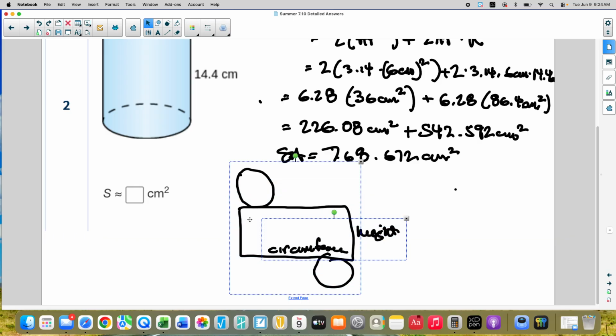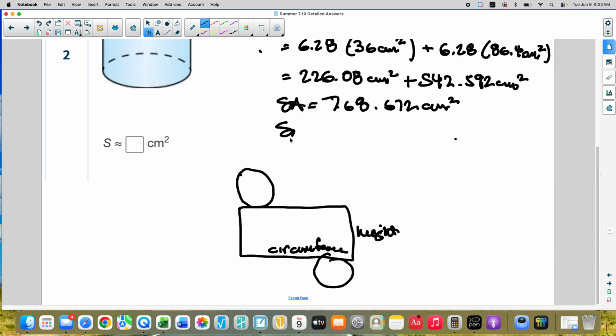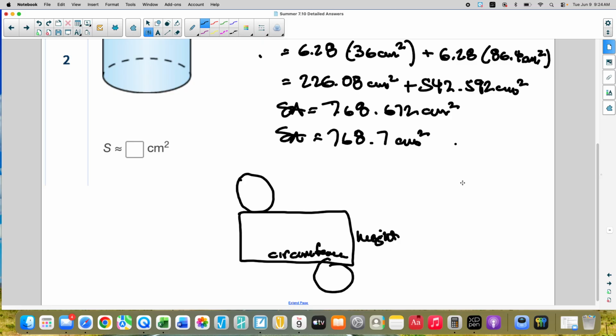Gosh, this thing is really hard to move. So if we're going to round it to the nearest tenth, 768.7 centimeters squared. I think the book says 769.1. That's okay. This is close, as long as I did all the math correctly. I could have made a mistake. Definitely could have made a mistake. 3.14 times 2 is 6.28. That's correct. So it's off by a smidgen.